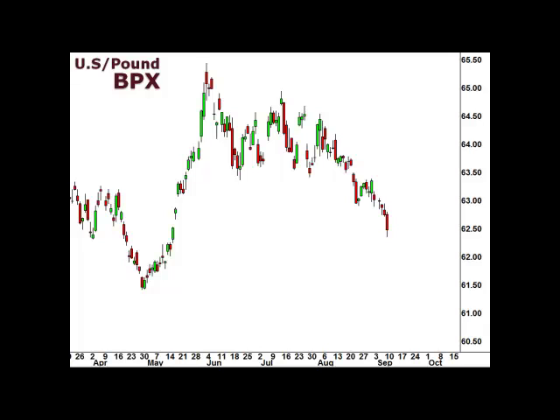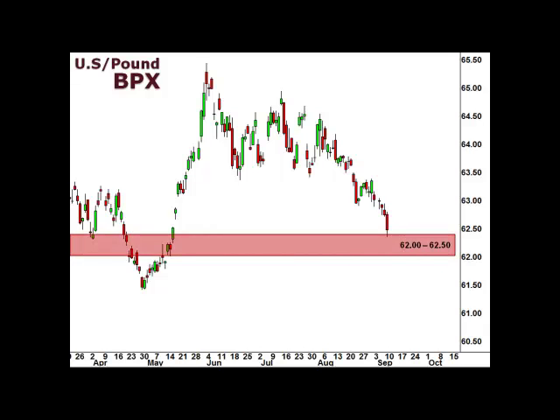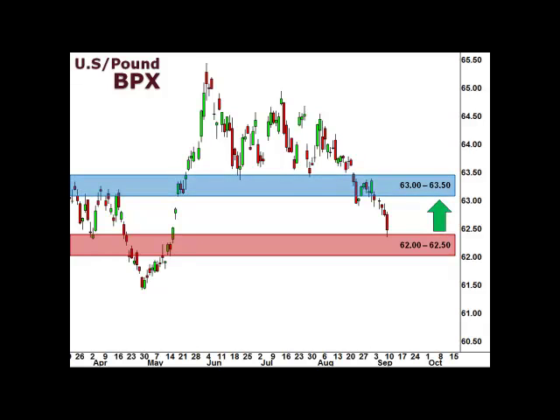Let's take a look at the BPX, the U.S. dollar versus the British pound. The BPX continues to trend lower. However, we suspect a bounce at 62.5 support. 63 assumes the role of resistance.